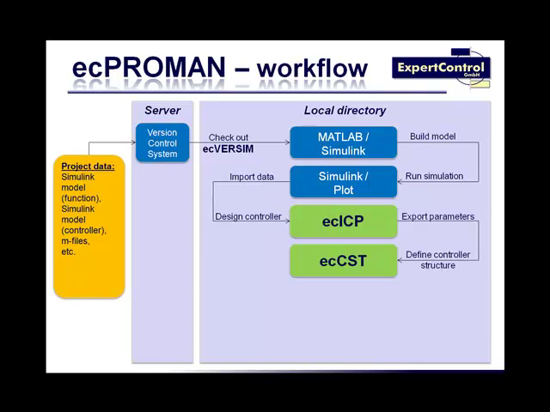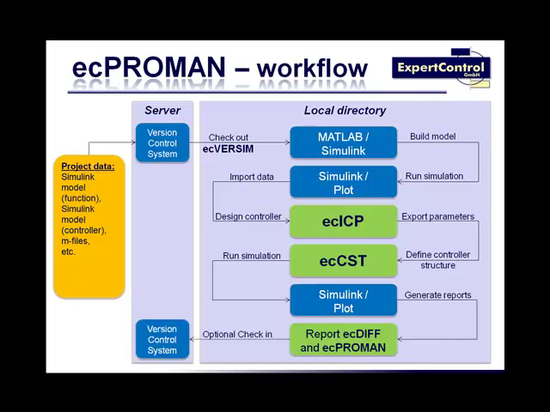Now we have to parameterize the controller. Here we use icICP from Expert Control to calculate the controller parameters based on simulation data. Of course, the controller parameters have to be calculated for the controller structure in the model. In this case we use ecCST controller algorithm, which is already in the closed loop part of the Simulink model. Finally, we can run the simulation to check whether the processes will be controlled correctly.